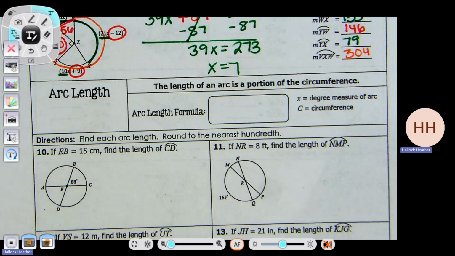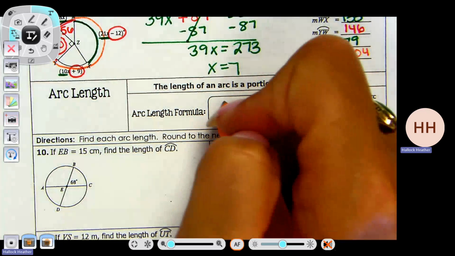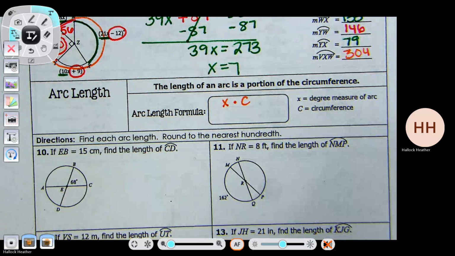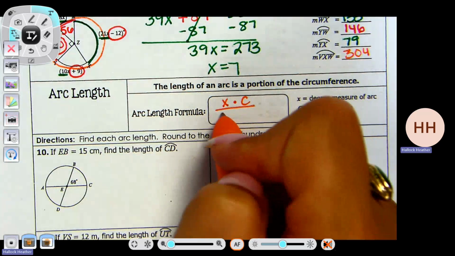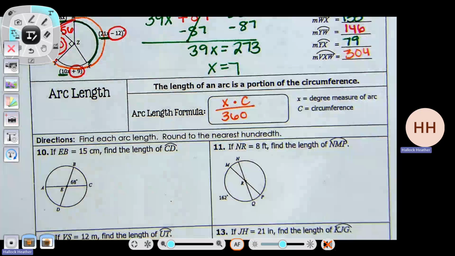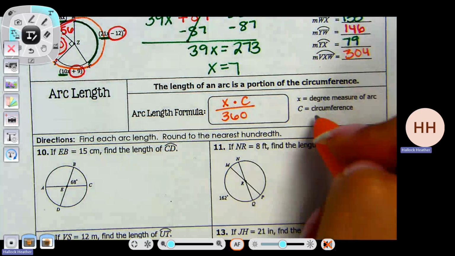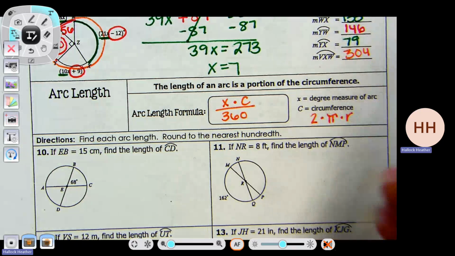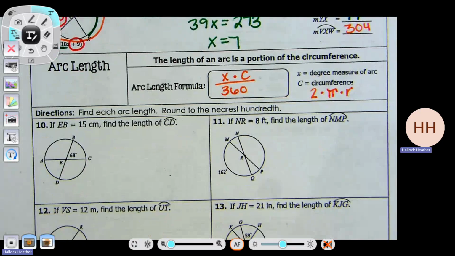Okay, arc length is on the formula sheet. What you're doing is X times C, which is circumference, divided by 360. Circumference is 2 pi r. So where it says circumference, we're going to say 2 times pi times r, okay? X is what you're actually trying to find. That's the angle that we're using. We divide by 360 because it's a circle.